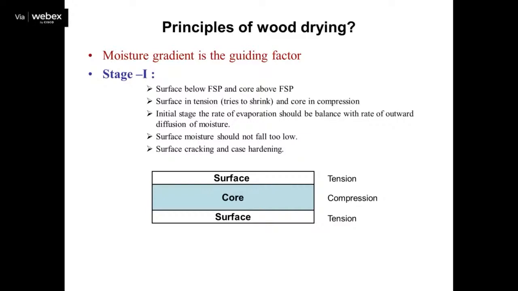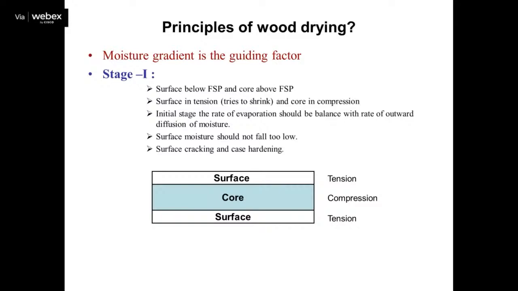So in the initial stage, the surface goes below the FSP and the core stays above the FSP. What it signifies is that if the surface becomes very dry, if initially we raise the temperature or the relative humidity is very, very low, the surface will dry below the FSP, whereas the moisture will still be present in the core. Once the surface is dry, it will tend to shrink, whereas the core will remain at the saturated moisture content. It will prevent the surface from shrinkage.